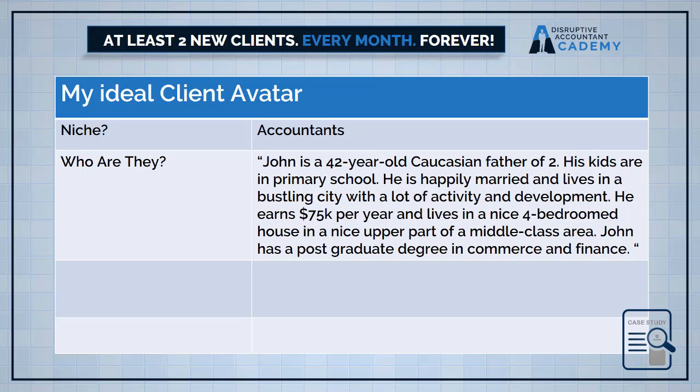So here's just an extract of the demographics of my ideal client. So John is a 42-year-old Caucasian father of 2. His kids are in primary school. He's happily married and he lives in a bustling city with a lot of activity and development. He earns $75,000 per year, and he lives in a nice 4-bedroom house in a nice upper part of a middle-class area. John also has a postgraduate degree in commerce and finance.